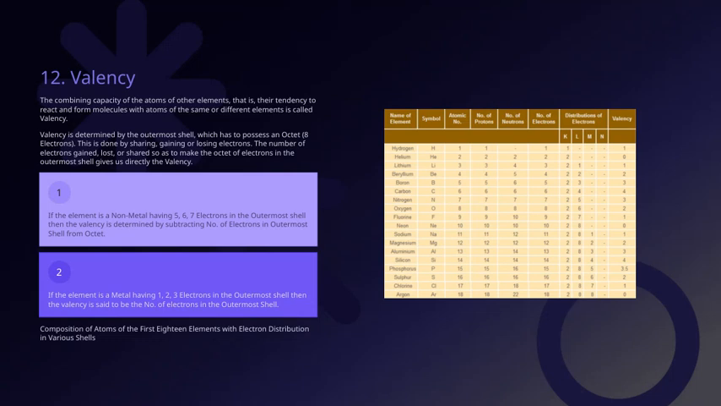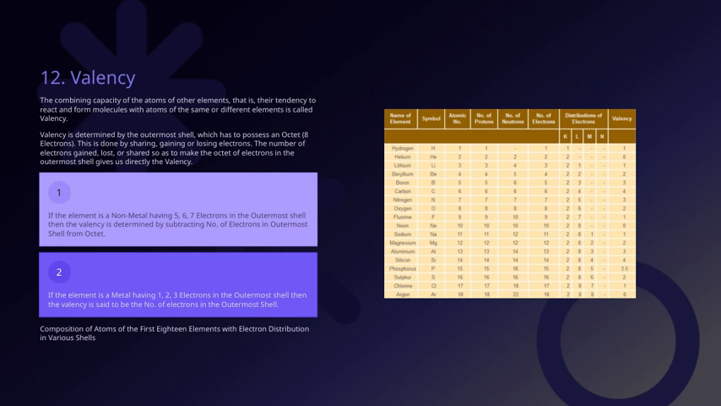Let's talk about valency, which is basically the combining capacity of atoms. It tells us how eager an atom is to react and form molecules, whether with atoms of the same element or different elements. Now, valency depends on the outermost shell of electrons. The key idea here is that the outer shell wants to have a full set of 8 electrons, known as an octet. Atoms achieve this octet by sharing, gaining, or losing electrons. The number of electrons they gain, lose, or share to reach that octet directly determines their valency.